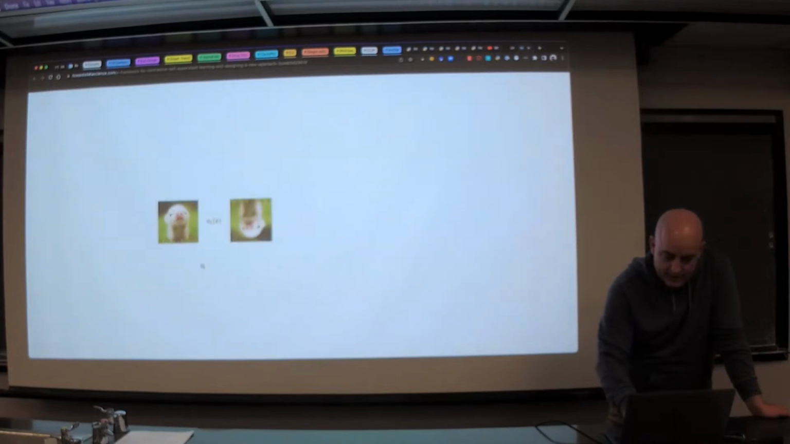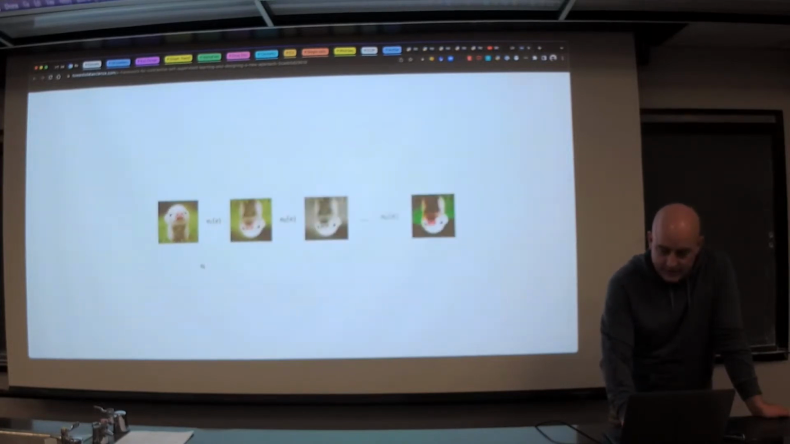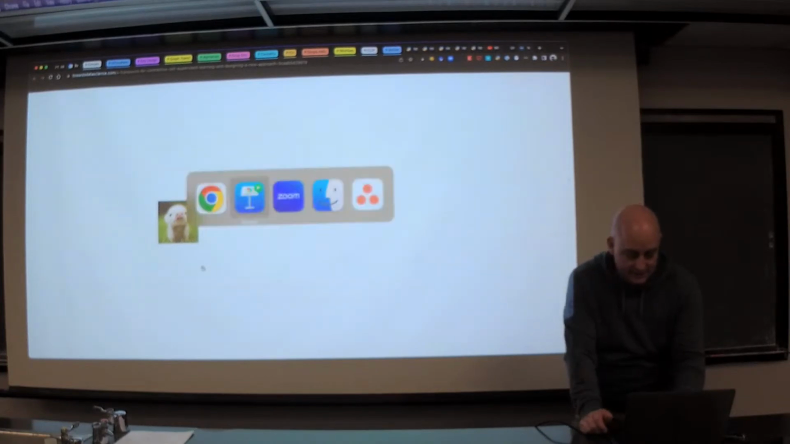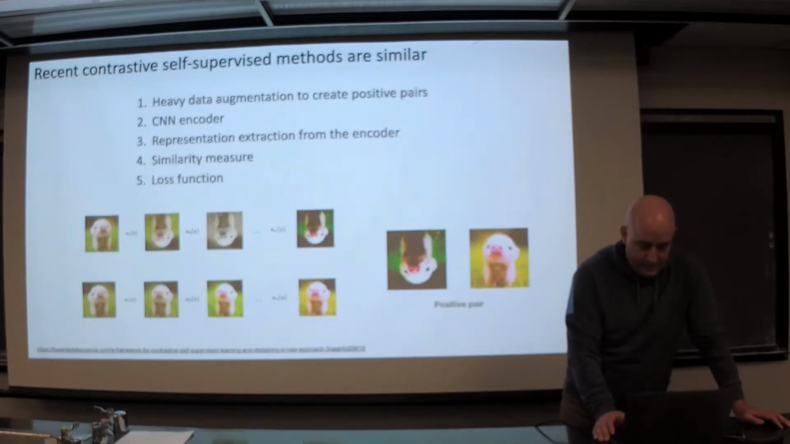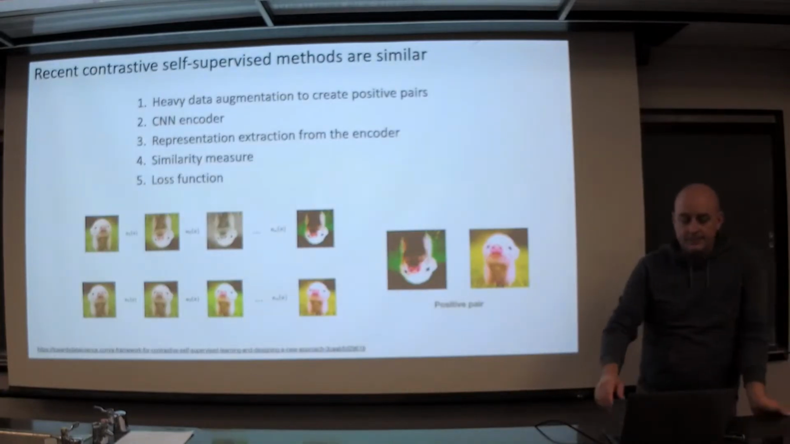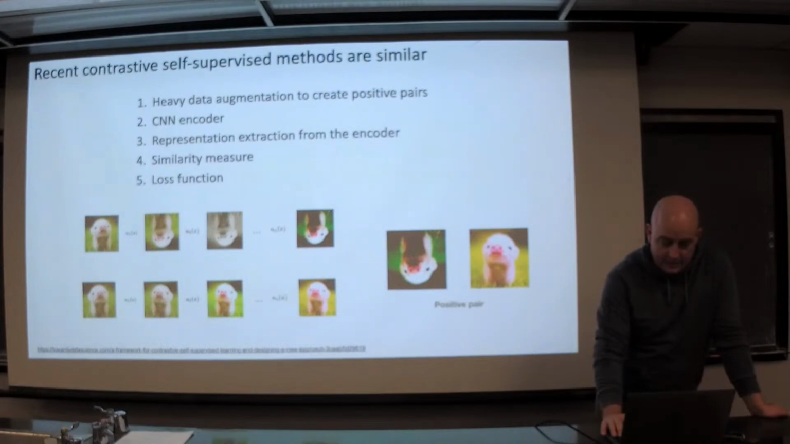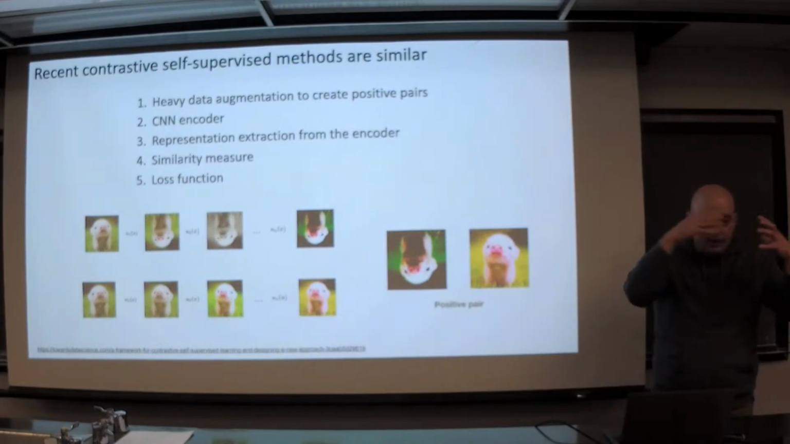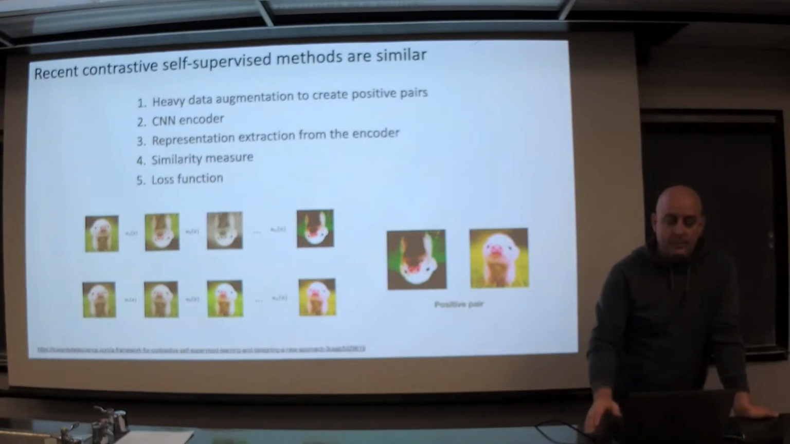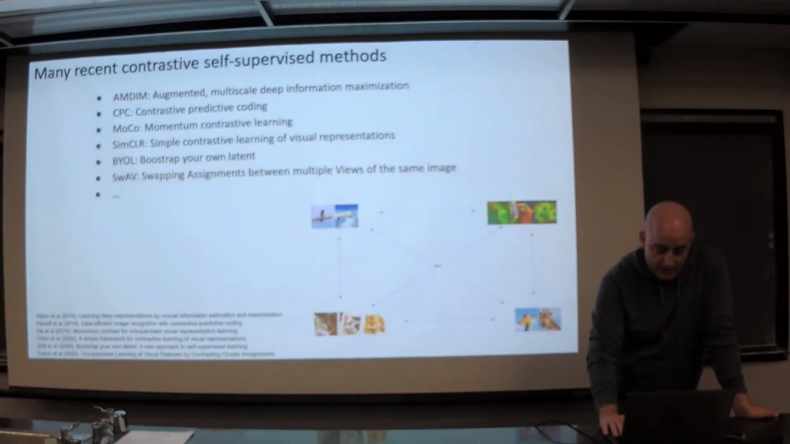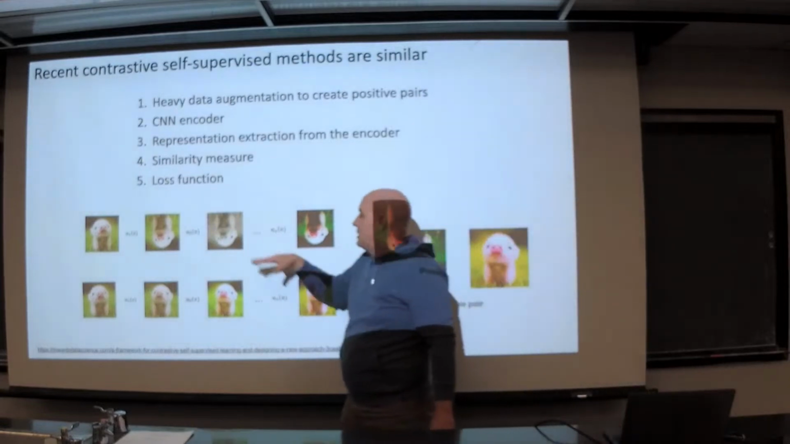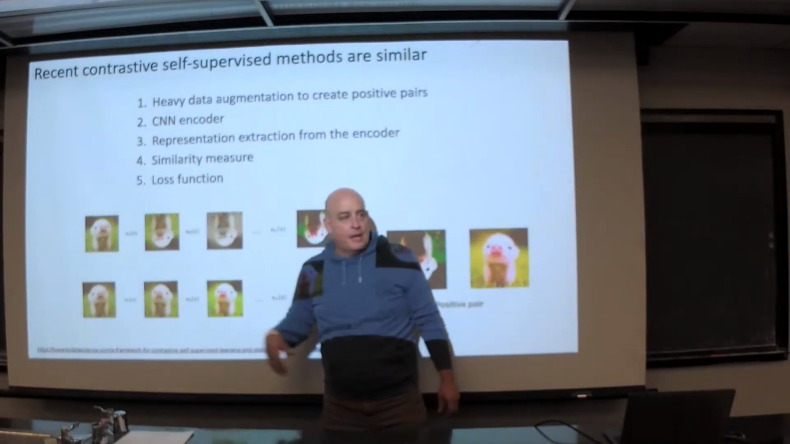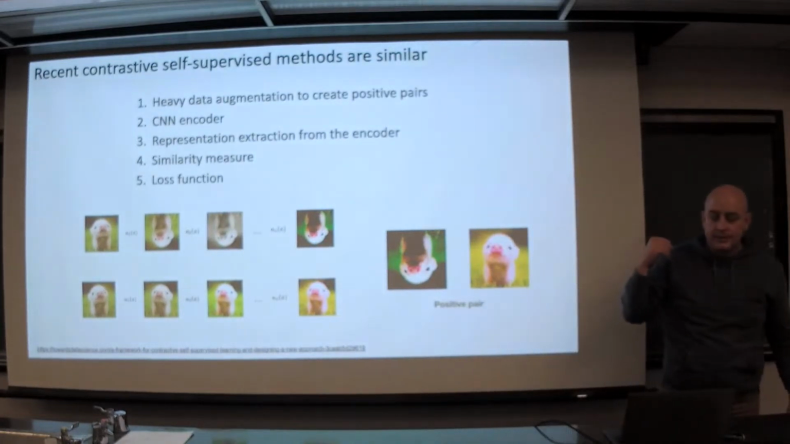We are going to take our image, and we're going to cut the image up, crop it in different ways. It could be overlapping, it could not be overlapping. And then we're going to augment this image somehow. So we're going to apply some kind of data augmentation.